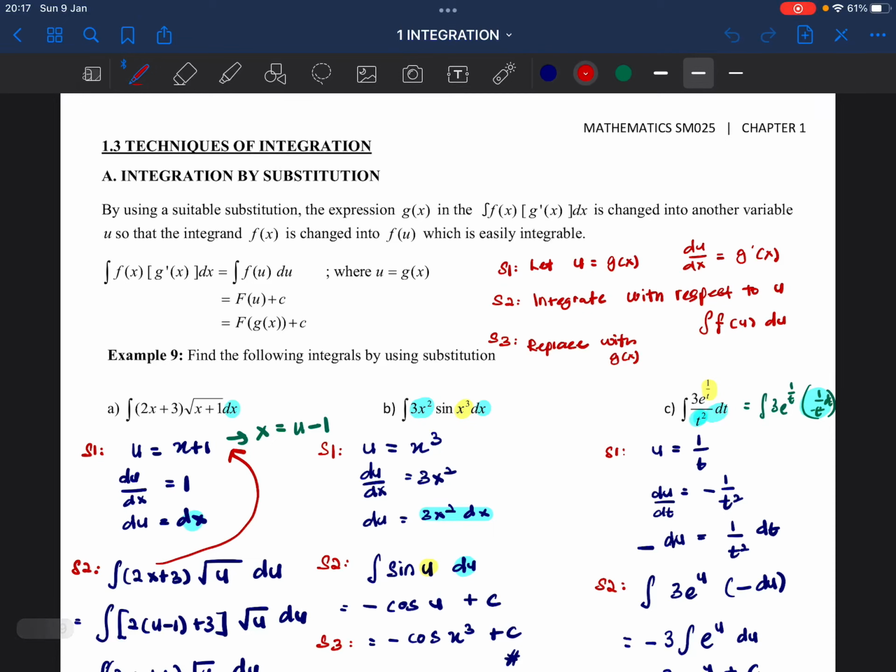Okay, hi everyone. So now you have already known how to do integration by substitution. Basically we just let u equal to some expression, then we differentiate u, and then we have to change everything in terms of u, and then integrate with respect to u.